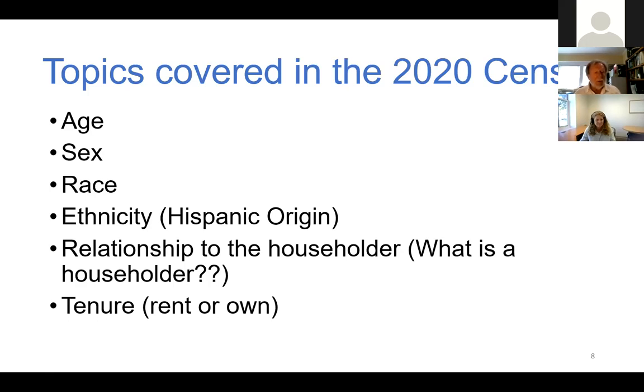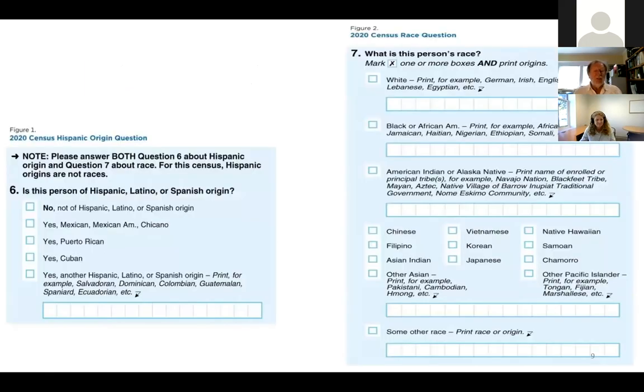So let me move on, next slide please, to talk a little bit about race and ethnicity, because this is a concept that is not intuitive to a lot of people. And I should say again, it's not the Census Bureau's decision to make up these categories. It's required by the US Office of Management and Budget, OMB.